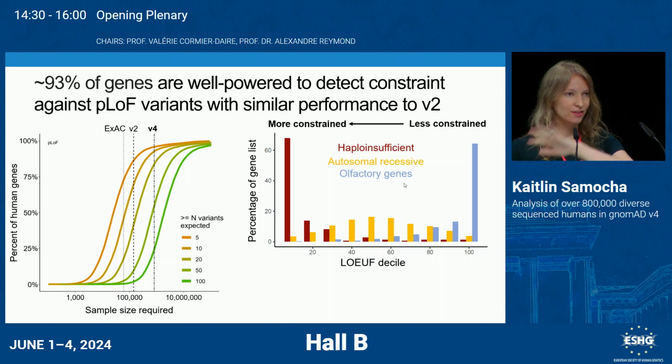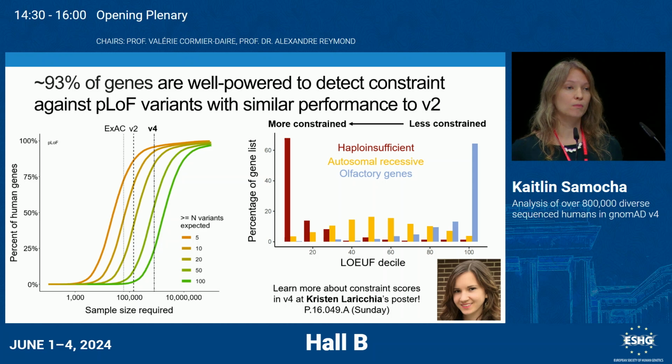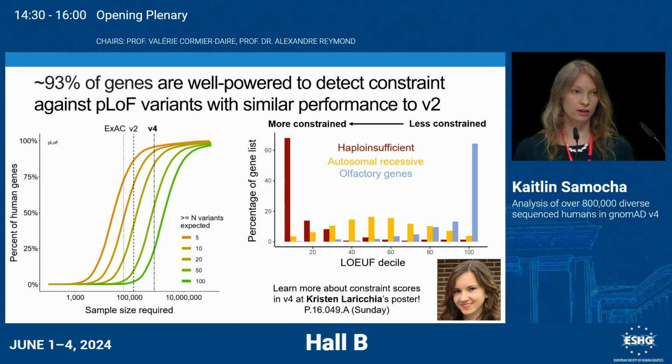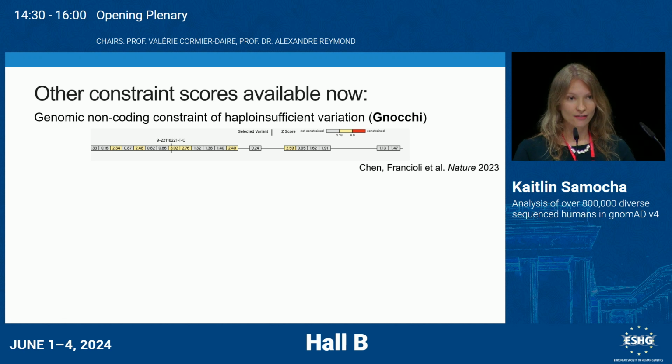Autosomal recessive variant genes get a spread across the board. I should say that if you'd like to know more about how this was applied, the comparisons between V2 or V4, we have a poster on this led by Kristen Lurikia. So on Sunday, please go talk to her about how this has been applied to this new data set and its performance.